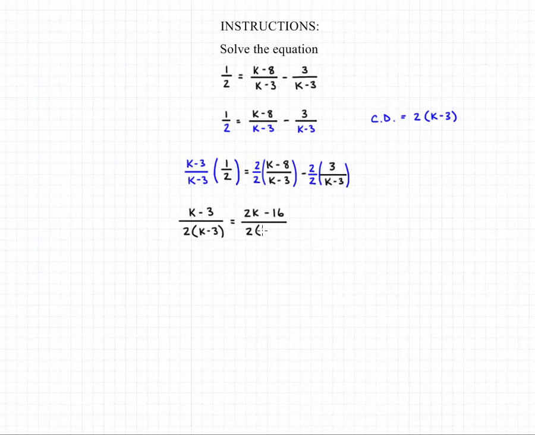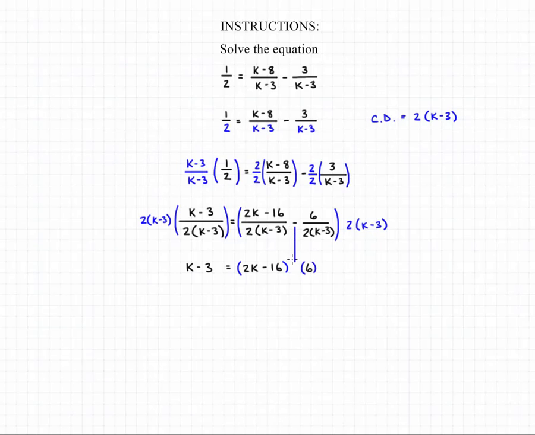Now the reason that we've worked so hard to get one common denominator is because once all of these expressions have the same denominator, we can multiply both sides of the equation by that denominator and cancel it out, thus eliminating all of the fractions. So if we multiply the left side and the right side by 2 times k minus 3, all of the denominators are going to go away, and we're going to be left with k minus 3 equals 2k minus 16 and 6, and then we're subtracting those two quantities.